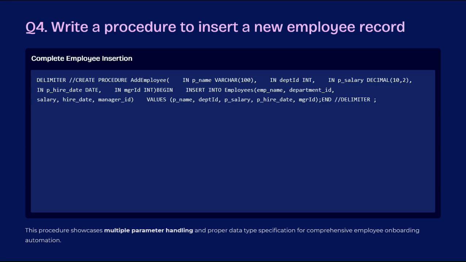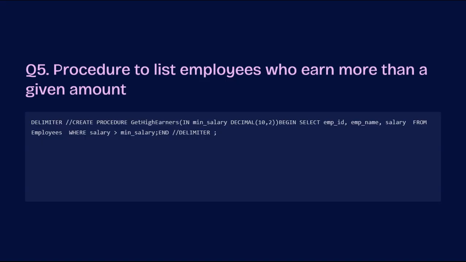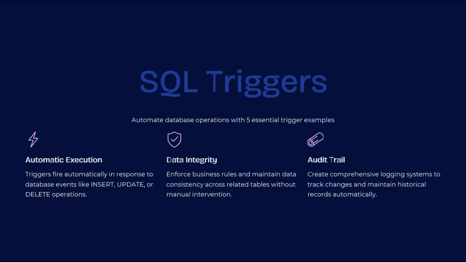Now, the fourth one is write a procedure to insert a new employee record. This is one of the important ones, and the stored procedure is on your screen. This procedure showcases multiple parameter handling and proper data type specification for comprehensive employee onboarding automation. And the last stored procedure is a procedure to list employees who earn more than a given amount, and the very simple stored procedure is on your screen. So these are the top 5 procedures which will definitely help you boost your advanced SQL concepts.